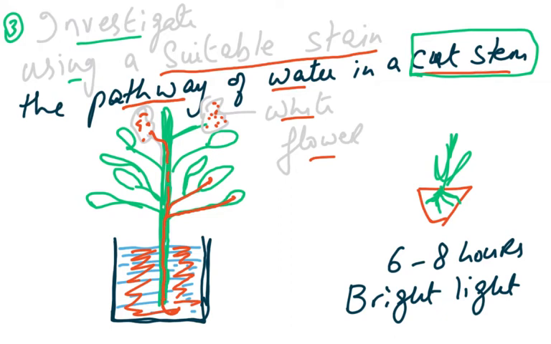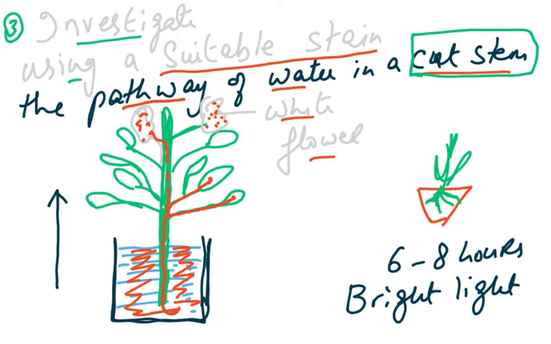When we leave it in bright light, the stomata open and the water vapors diffuse out, so a suction force will be created, and this water will be sucked up the stem. So bright light means stomata open, water vapors diffusing out. Water vapors, not water. Water vapors diffusing out, causing a suction force, which we have talked about in the previous video. And the water is forced up the stem and enters the leaves and the flower.